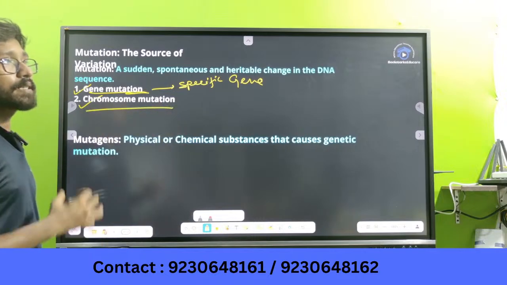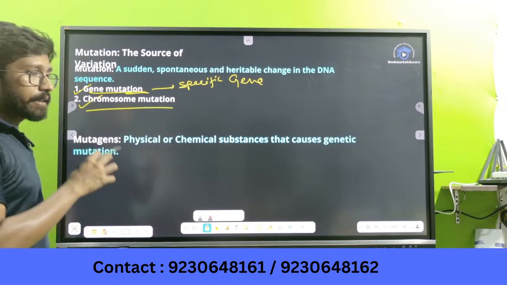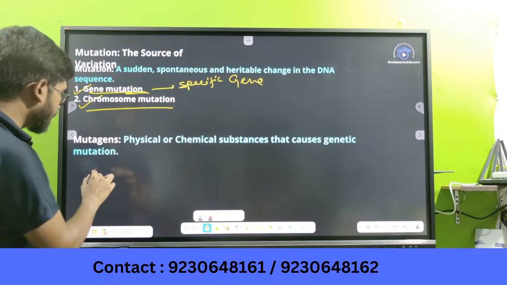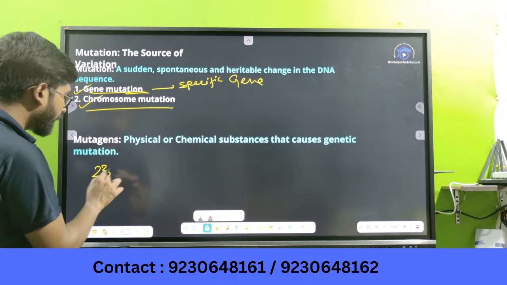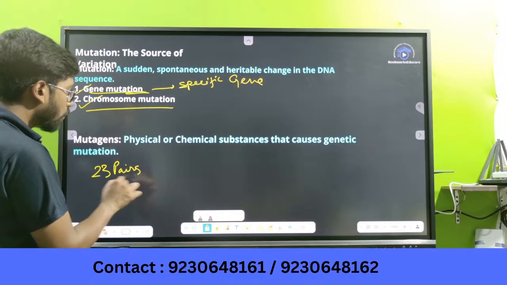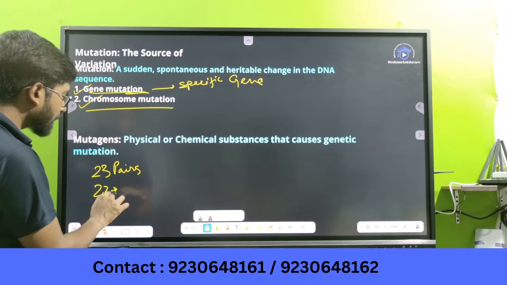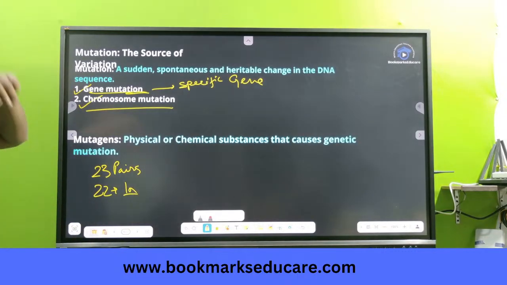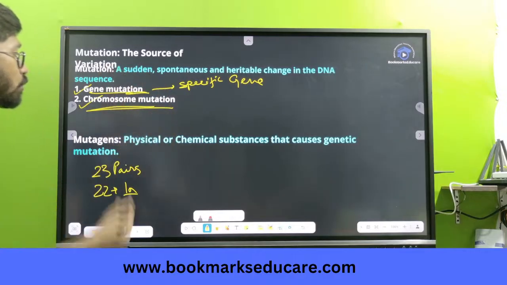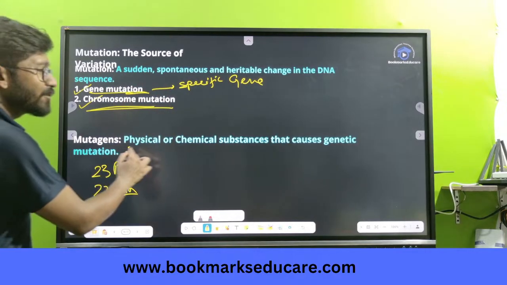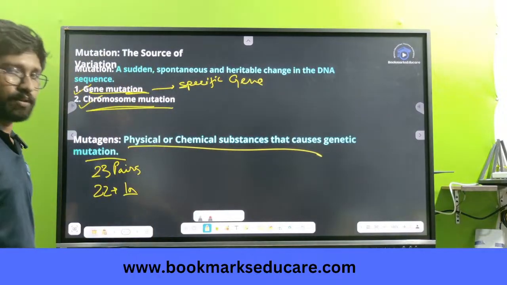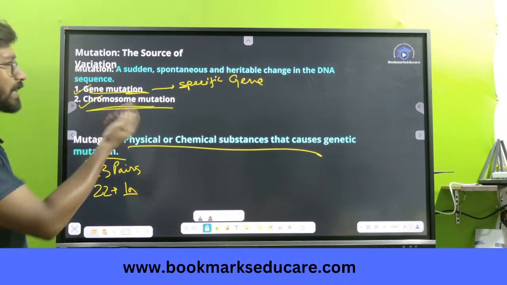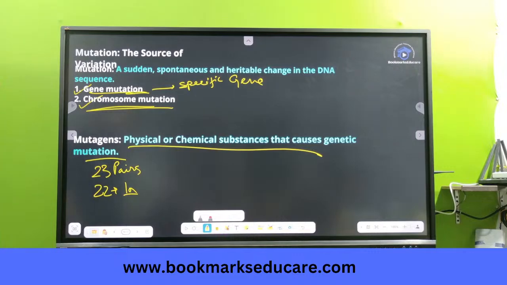Chromosomal mutation occurs in a broader aspect, as in it affects the whole chromosome. It means if out of 23 pairs, one became 22 plus 1, meaning changes occurred in one chromosome, then it will be called chromosomal mutation. Mutagens are physical or chemical substances that cause genetic mutation. Okay. You can write it down, take a screenshot of it, whatever you want to do. Well, let's move on to the mutation part.